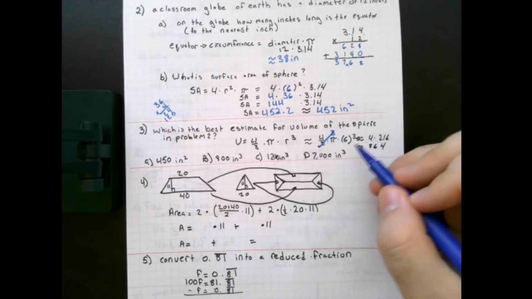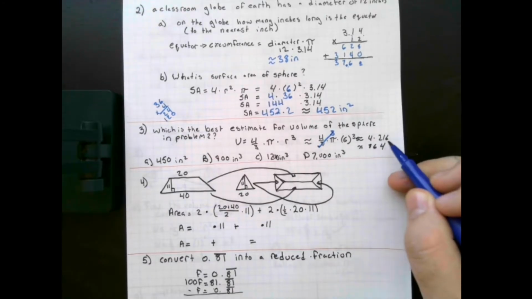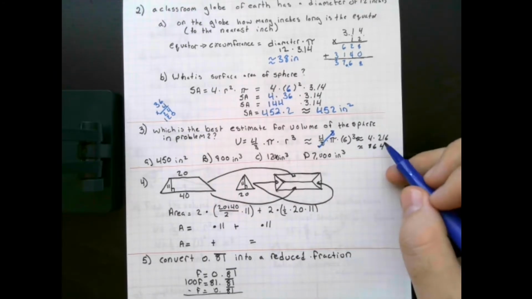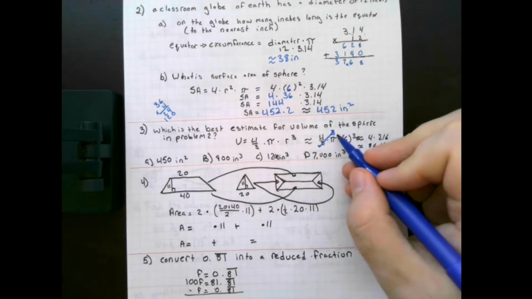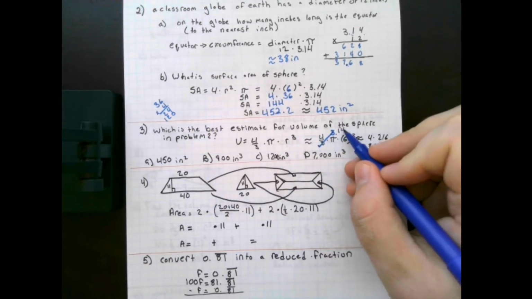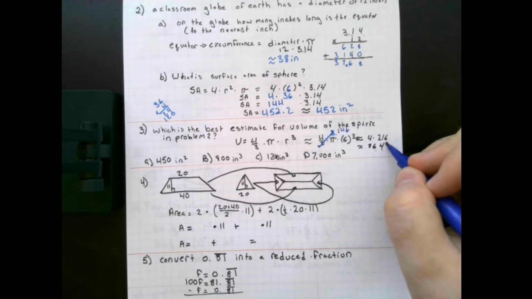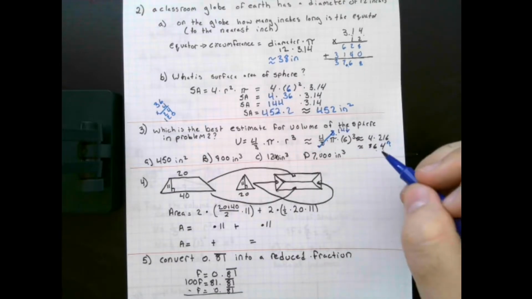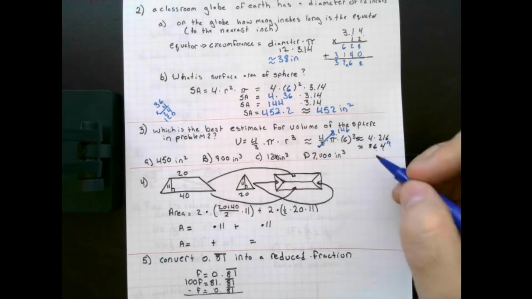Now, 4 times 6 to the power of 3. 6 to the power of 3 is 216. If we multiply 4 by 216, we get 864. Now, one thing to note is I estimated 3.14 down to 3. That means my real answer should be above 864. It should be close to this, but it should be bigger.